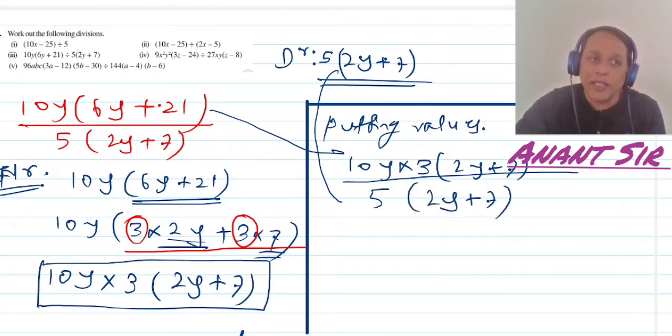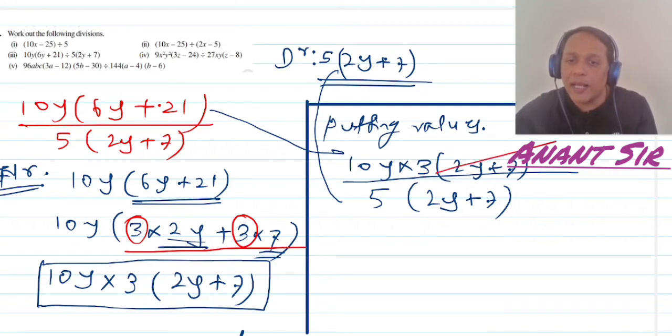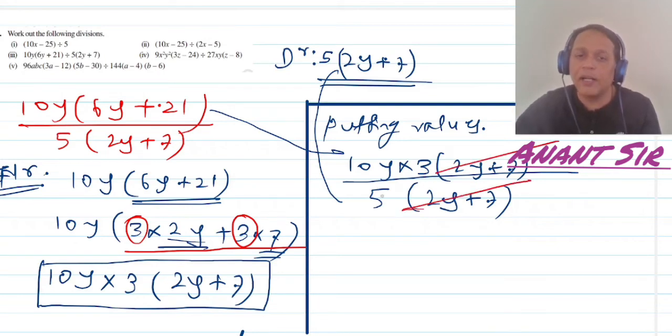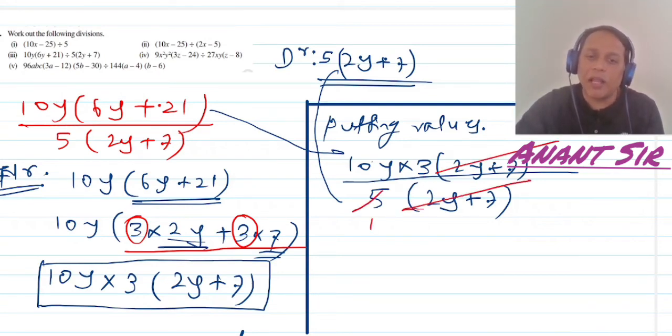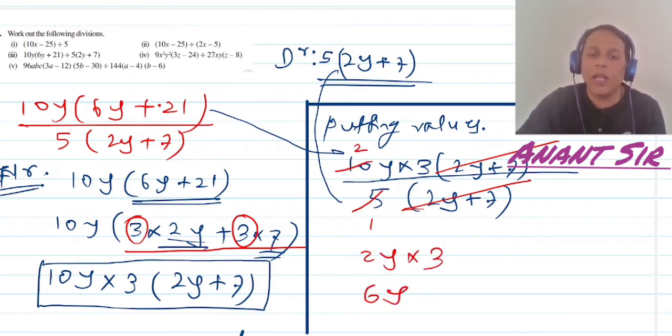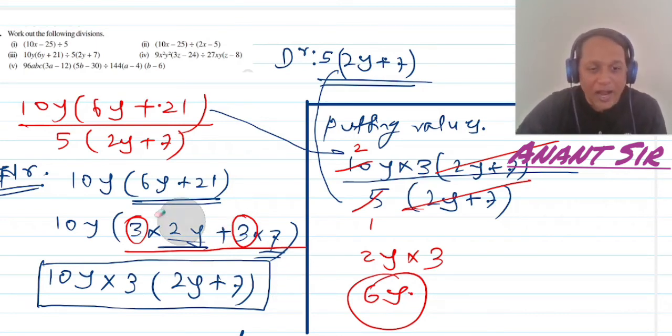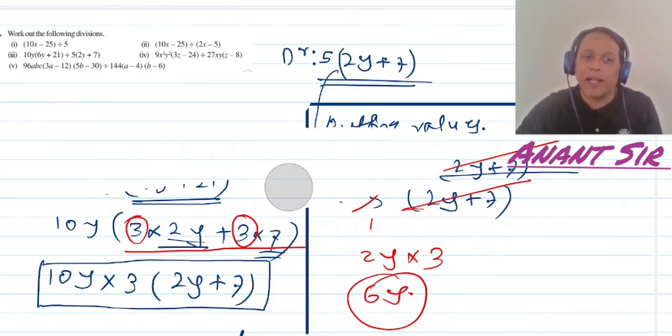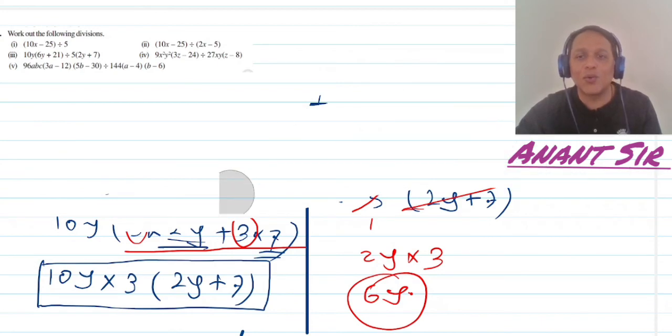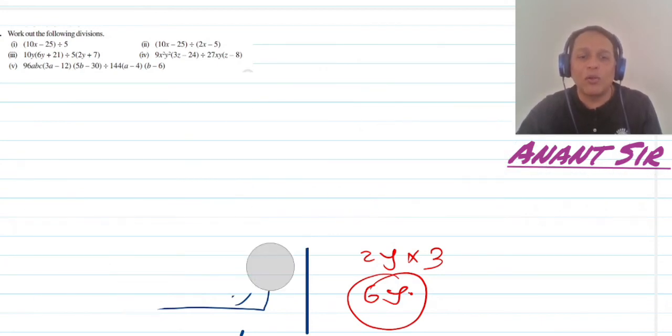So you can see now, friends, the two brackets are same. So the brackets get cancelled. 5 ones are 5, 5 twos are 10. So it is 2y into 3. So the answer is 6y. So I have explained this question by two methods. I hope you have understood the question. So let's move on to solve the next question.